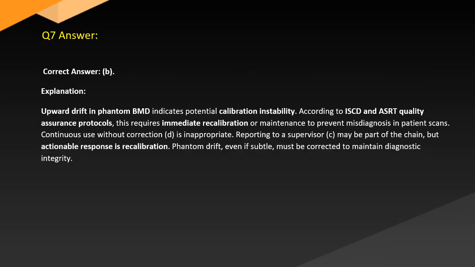Answer. Correct answer B. Explanation. Upward drift in phantom BMD indicates potential calibration instability. According to ISCD and ASRT quality assurance protocols, this requires immediate recalibration or maintenance to prevent misdiagnosis in patient scans. Continuous use without correction, D, is inappropriate. Reporting to a supervisor, C, may be part of the chain, but the actionable response is recalibration. Phantom drift, even subtle, must be corrected to maintain diagnostic integrity.